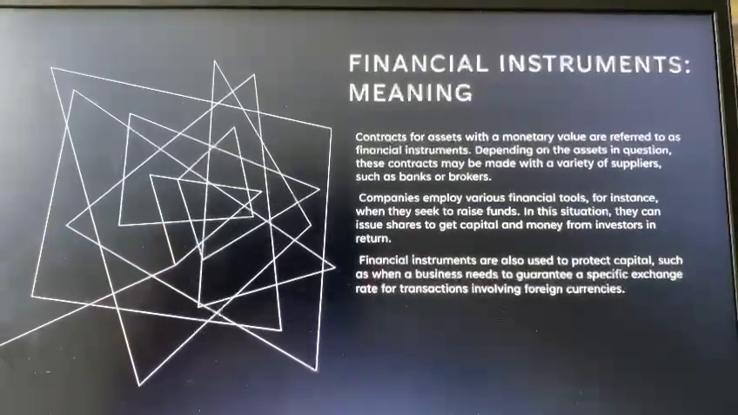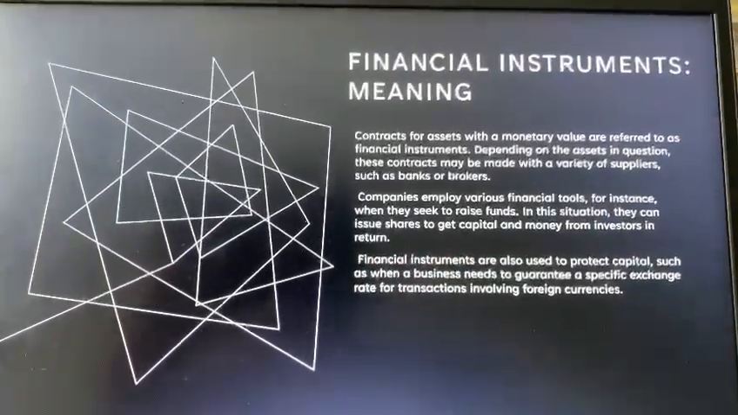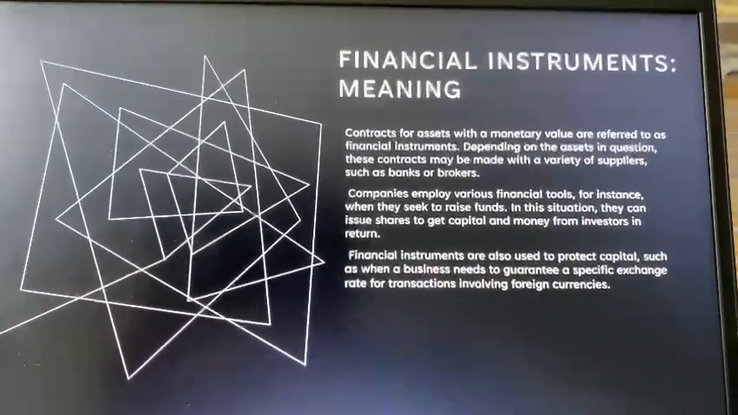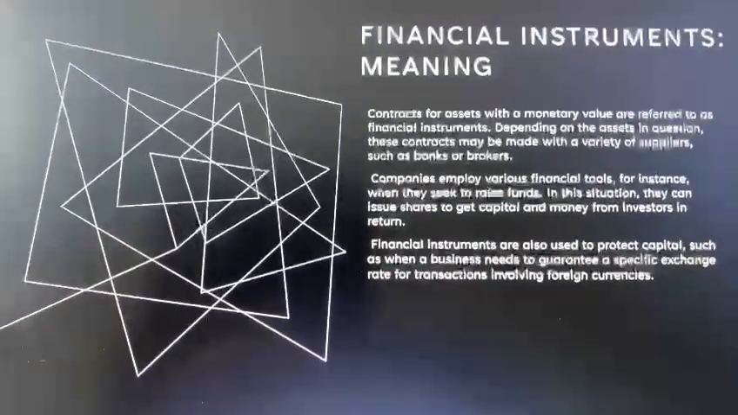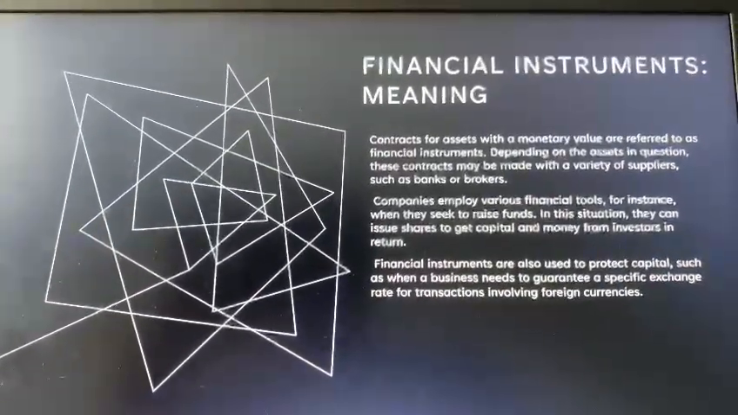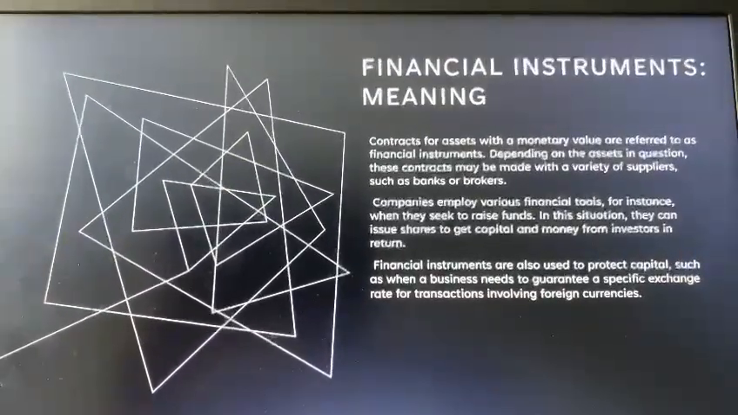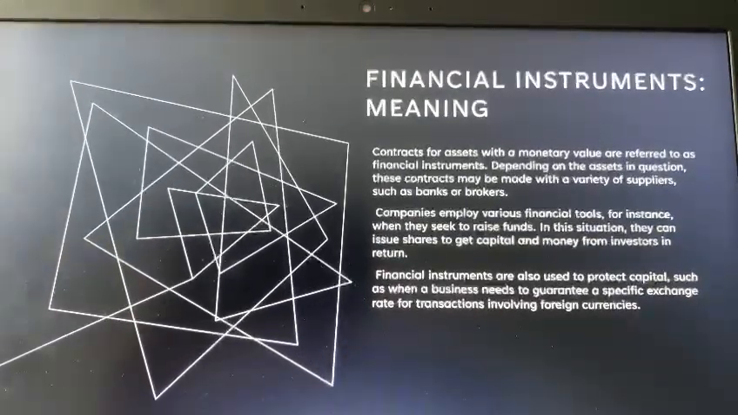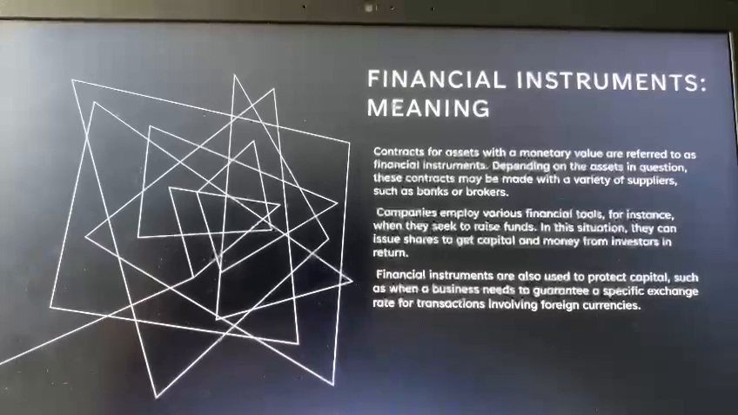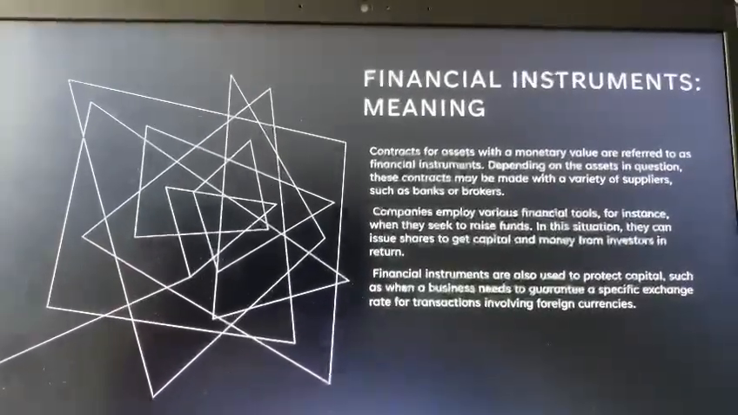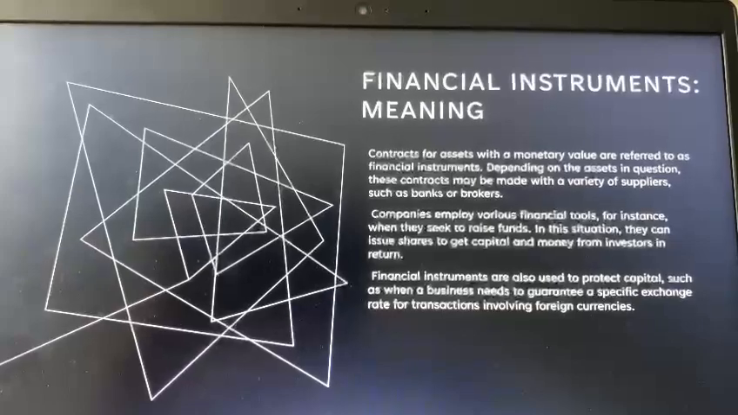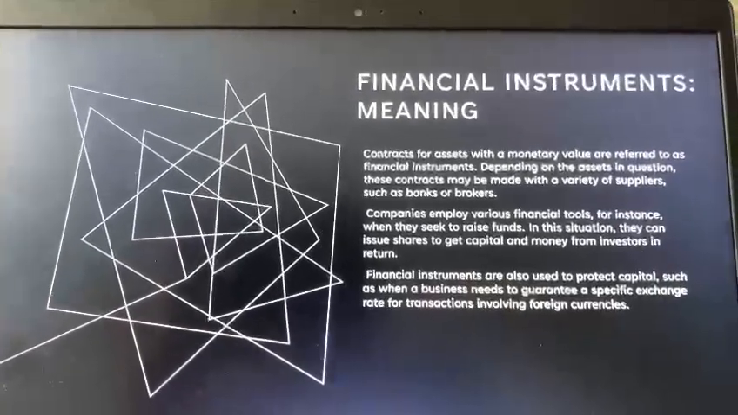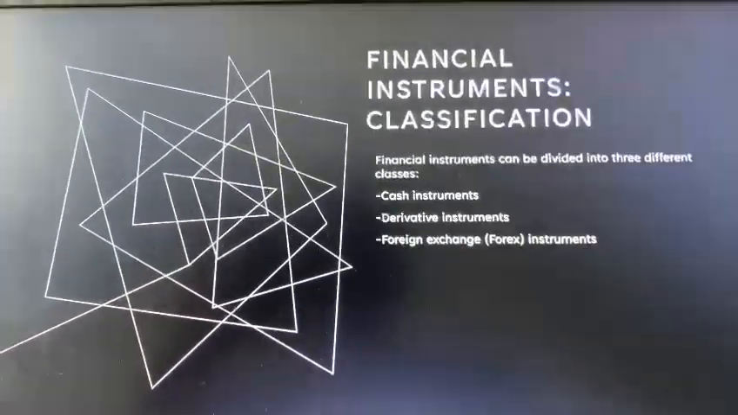Contracts for assets with a monetary value are referred to as financial instruments. Depending on the assets in question, these contracts may be made with a variety of suppliers such as banks or brokers. Companies employ various financial tools. For instance, when they seek to raise funds, they can issue shares to get capital from investors in return. Financial instruments are also used to protect capital, such as when a business needs to guarantee a specific exchange rate for transactions involving foreign currencies.